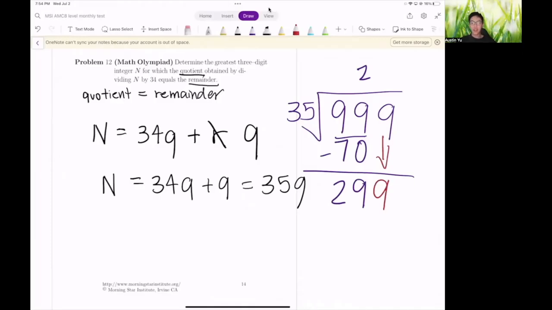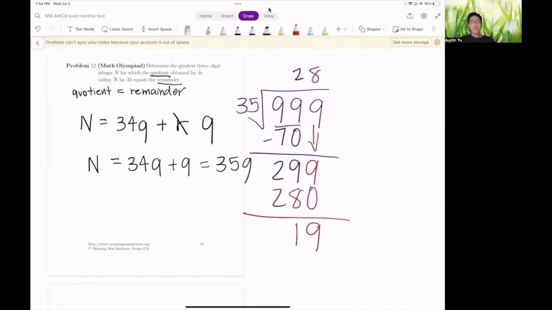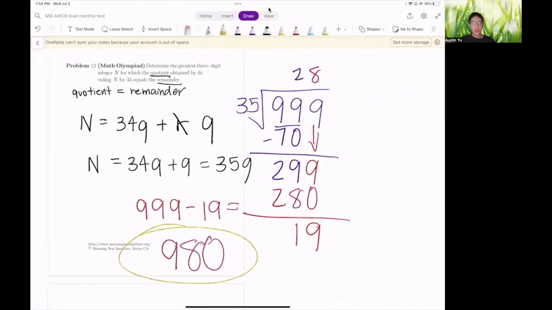And let's divide 299 by 35. This just gives us 8. It goes into it 8 times here. And then 8 times 35, that's just 280. Remainder 19. So if the remainder is 19, then all we have to do is subtract 19 from 999, which gives us 980. So n is going to be 980, or in other words, the greatest three-digit number that when you divide it by 34, it gives you the quotient, which is the same as the remainder.